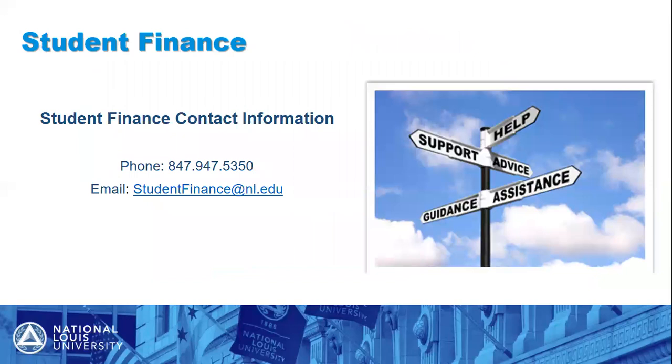All right, that concludes our presentation for today. Here is our contact information. Normally when we're on campus, we are very happy to see you at both our Chicago and Wheeling locations. Our phone number is 847-947-5350, and our email is studentfinance@nl.edu. If you want to call us, anybody who answers the phone can help us. And if you want to email us, we will get back to you within 48 hours.